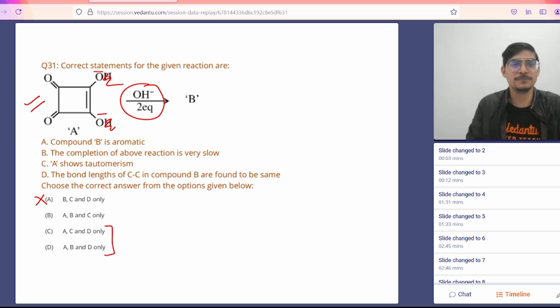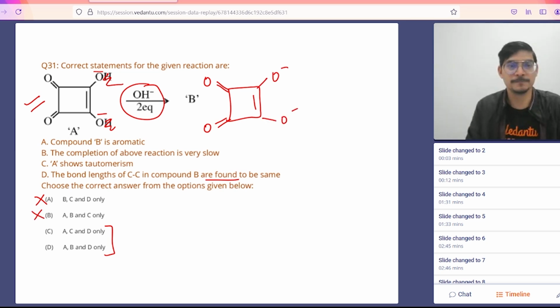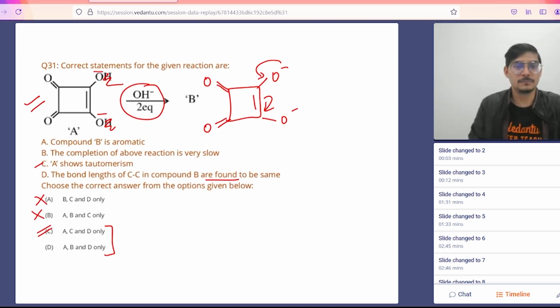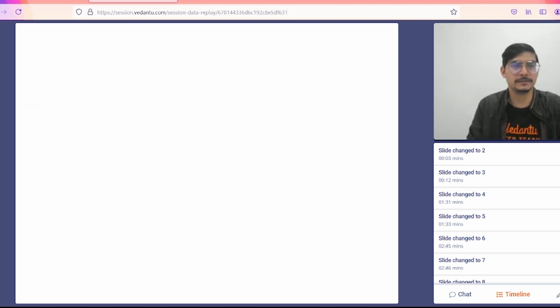Then we can check for D. The bond lengths of CC in compound B are found to be same. Yes, because the compound is aromatic, there will be resonance, there will be conjugation here, and as a result, the bond lengths are going to be equal. So this rules out option B as the correct answer. A shows tautomerism. Yes. So basically, this will show tautomerism. You can do this like this. Okay. So the correct answer in here is option C. The option A, C, and D, they are correct because A also shows tautomerism, right?